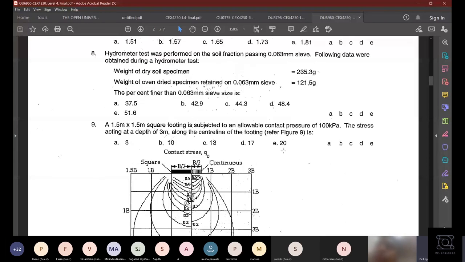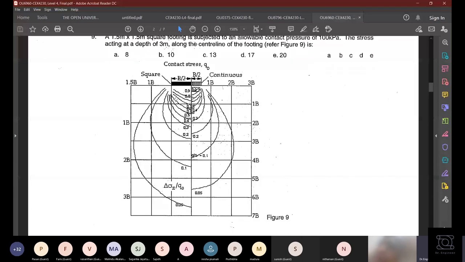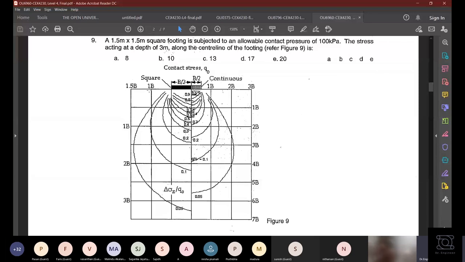So I wanted to discuss this question number 9 a bit elaborately. So here, they are saying there is a 1.5 meter square footing subjected to an allowable contact pressure of 100 kilopascal. The stress acting at a depth of 3 meter along the center line of the footing is the question, right? So here, if you see in the pressure bulb, there are two sections. One is for square and one is for continuous. So we are seeing the square section. In the square section, you have to select a value for B. So since B is 1.5, I am taking the value of B as 1.5. So in that case, we have to take the 1B line, right?